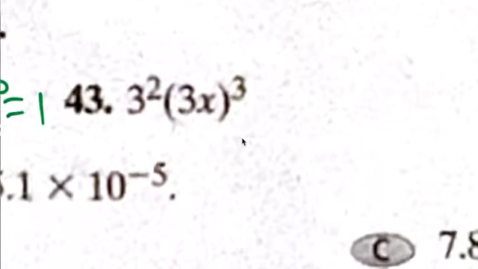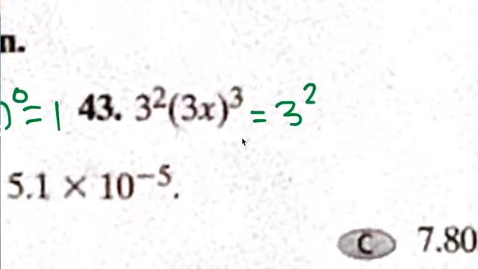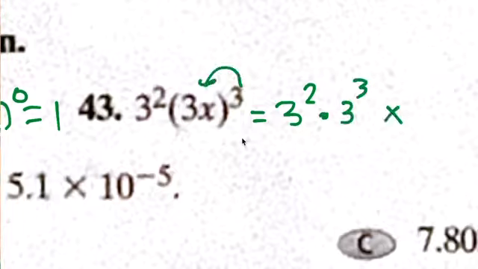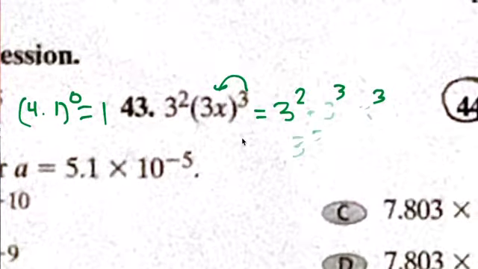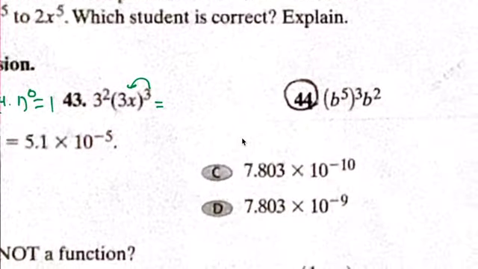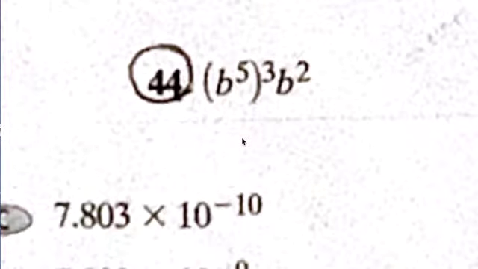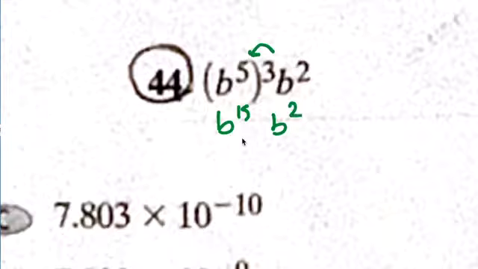Okay, that gives you 3 to the 2nd times 3 to the 3rd, which is 3 to the 5th power. So 81 times 3. For number 43, oh no, you don't have to do 43, thank goodness, huh? 44. This is b to the 15th, times b to the 2nd is b to the 17th, is your answer.